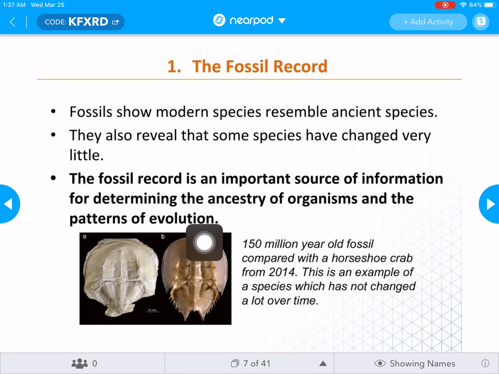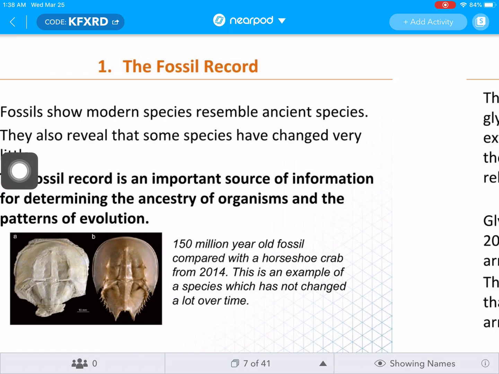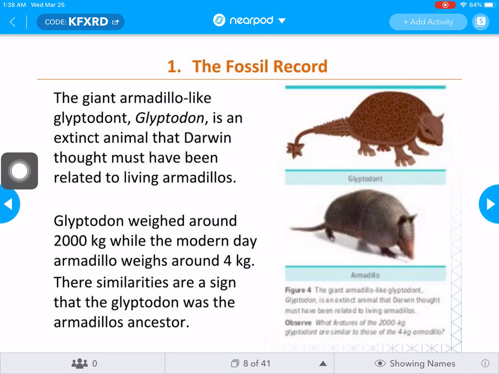So we can see, based on the fossil records, that these are basically ancient organisms that have been on Earth for a long, long, long time, and not much has changed about them in that time. So the fossil record is an important source of information for determining the ancestry of organisms and the patterns of evolution. All right, so some organisms have not changed a lot over time, but some of them have.